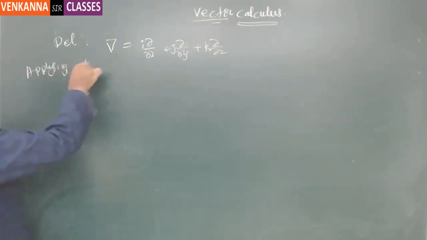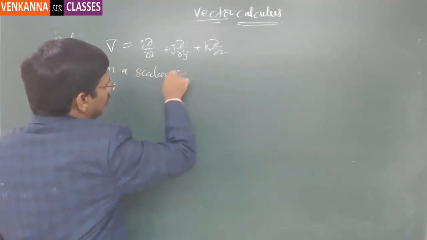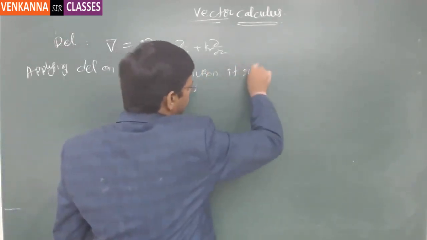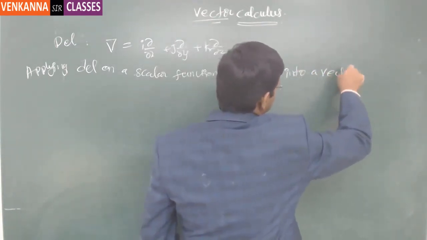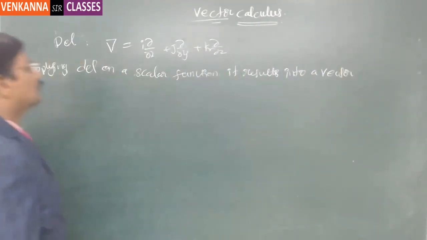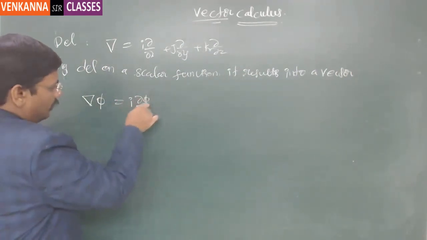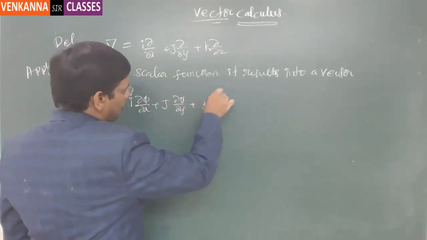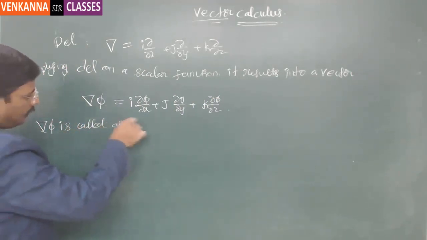Now, applying del on a scalar value or scalar function, it results into a vector. That vector is given by del phi. So del phi is nothing but i ∂phi/∂x plus j ∂phi/∂y plus k ∂phi/∂z. And this is termed as, so del phi is called as gradient.